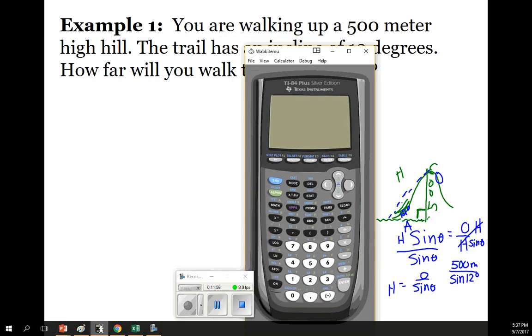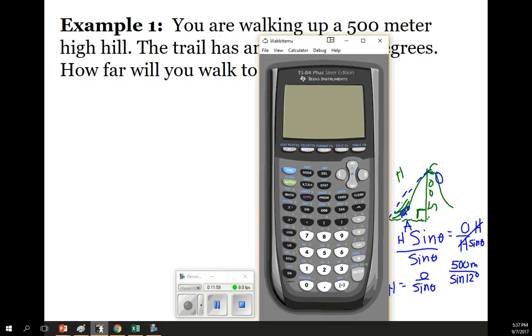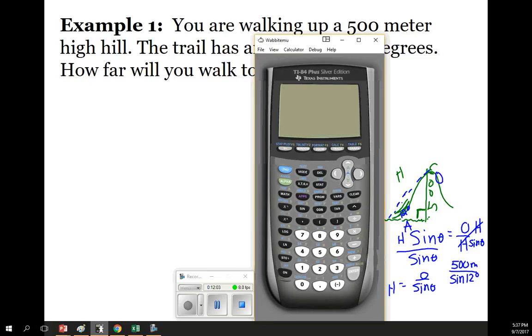Okay, so here's my calculator. Sorry, I had a little bit of trouble there reaching it. And this is what I do. I put my 500 in, and I'm going to divide it by sine. There's my sine button. I got to put my angle in there. And that takes care of all the parentheses for me, and I get an enter.